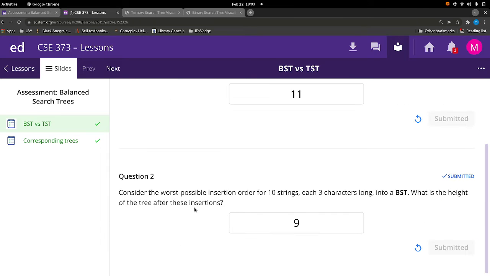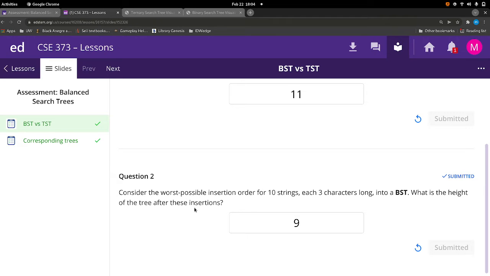Okay. Consider the worst possible insertion order for 10 strings, each 3 characters long, into a binary search tree. What is the height of the tree after these insertions? The worst possible case for a binary search tree is that it's going to have a linear height depending on the nodes, as opposed to a logarithmic height depending on the total amount of nodes it has.